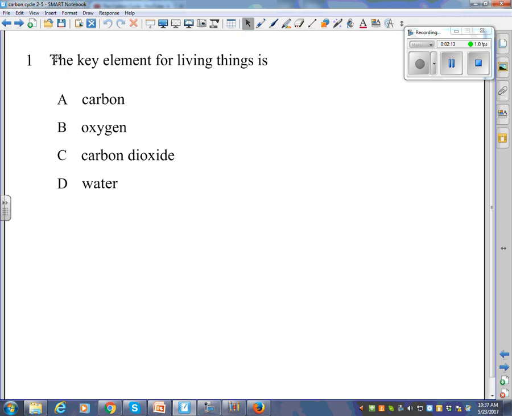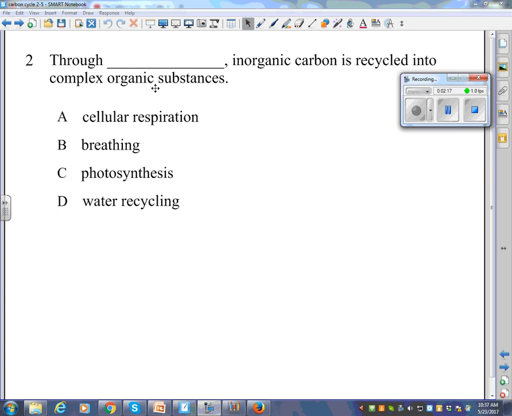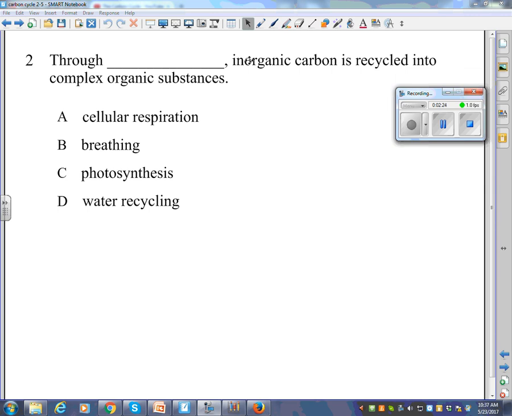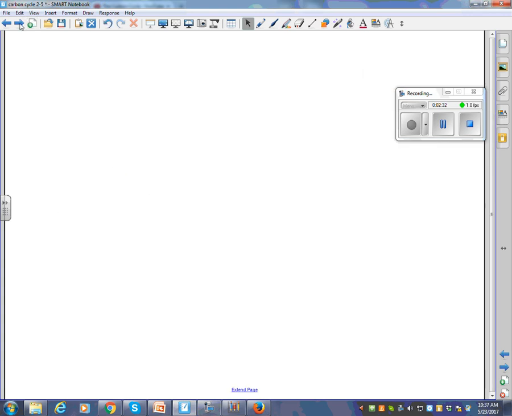Okay. Key element for living things is? Duh, carbon. Do you remember this one? Through what is inorganic carbon recycled into our complex organic substances? That would be C, photosynthesis, I think, right?